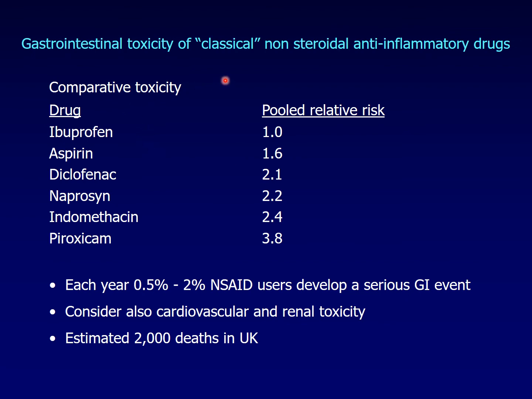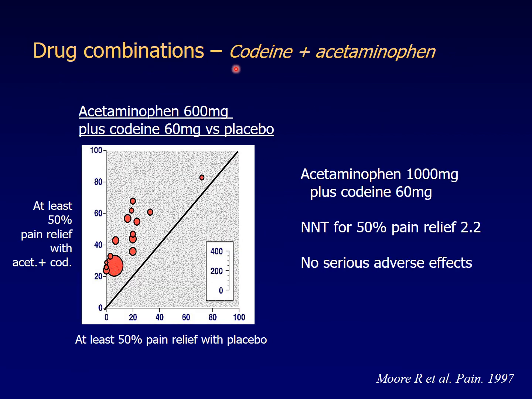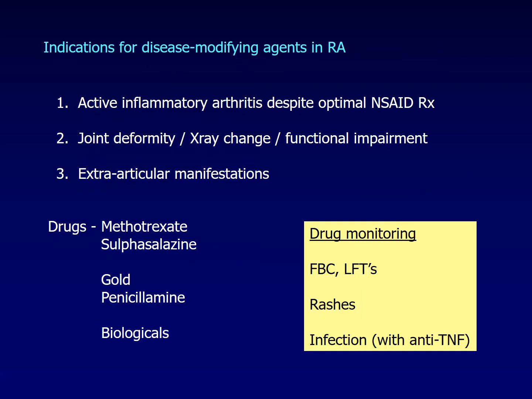Then there is the toxicity of non-steroidal anti-inflammatory drugs. Ibuprofen is a relatively safe drug, and patients will develop serious GI events if NSAIDs are taken for a longer time. So we have to watch for toxicity also. We have to consider cardiovascular and renal toxicity. This is a drug combination which is very useful and does not have very serious side effects.